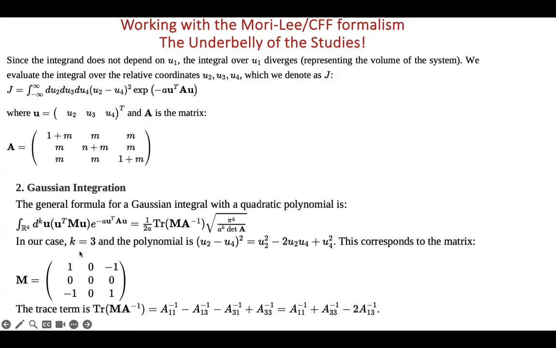By the way, this k is 3 because we actually have a triple integral. We are integrating over 4, but one of them, if integrated, will give us an infinity. So we actually have 3 real integrals that we are doing. And that's the reason why you have d3u. And the U vector is U2, U3, and U4. So this is U2, U3, U4, and this is also U2, U3, U4. This is the transpose of it, of course. And then the final answer really is this and then that factor. And the trace term ends up having a structure like this.